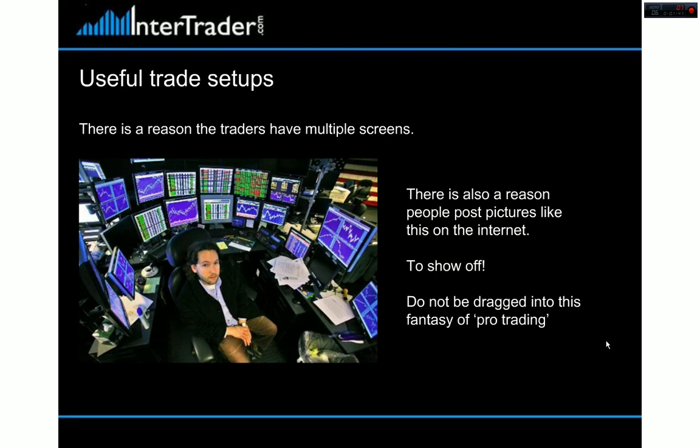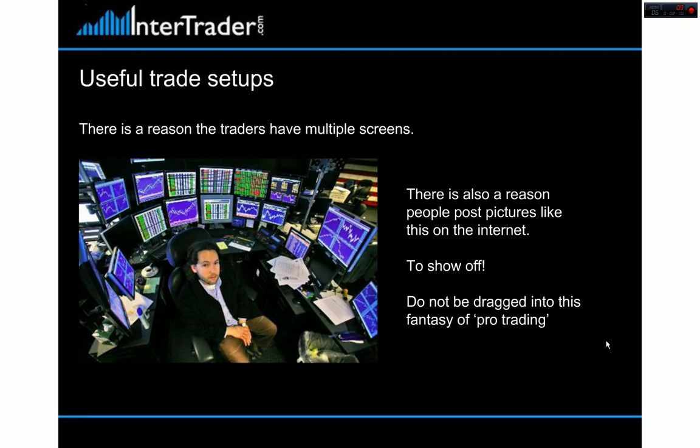There's a reason why traders have multiple screens. I mean, many a time you'll see on lots of different social media channels pictures just like this. People like to show off. People like to say how important they are, looking at different graphs, different charts, different pieces of information. At the end of the day, it's a fantasy. When I ran the biggest trading floor in Europe, the most screens anybody had was about 6 screens.